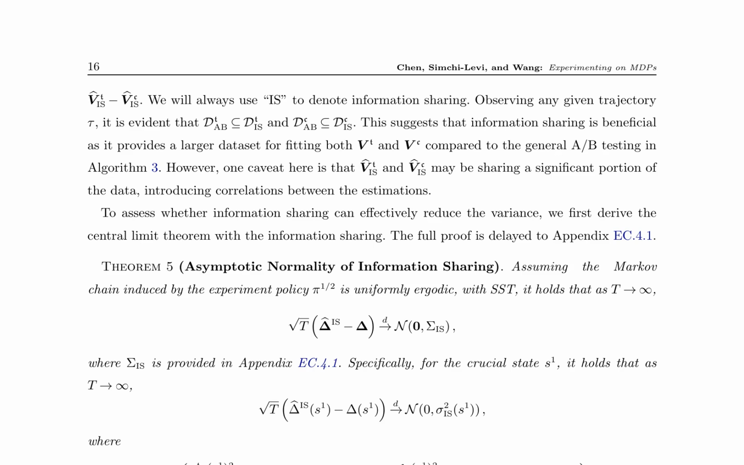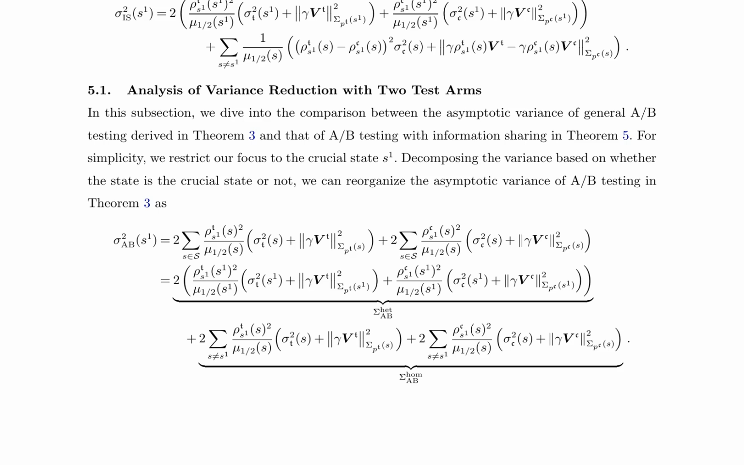The central limit theorem with information sharing is derived, showing that the ATE estimator converges to a normal distribution as the number of trajectories increases. A comparison of the asymptotic variance of general A/B testing and A/B testing with information sharing reveals that the latter has a smaller variance, particularly in the crucial state, due to the additional shared information. This reduction in variance is attributed to the structure of SST, which allows for more efficient use of data. The implications of these findings for experimentation on MDPs and potential future directions for research are discussed.